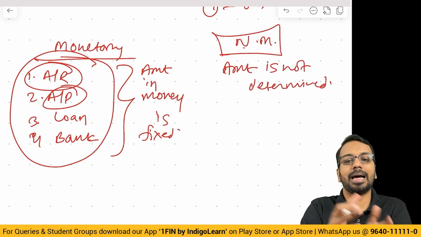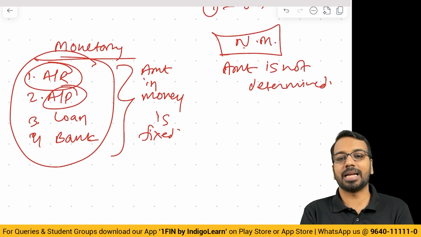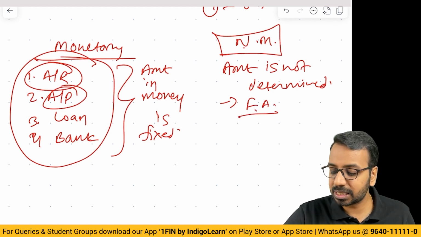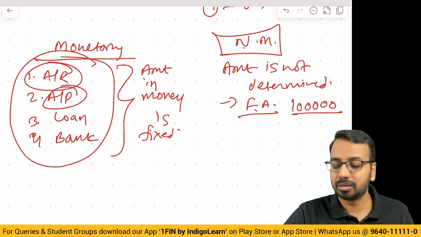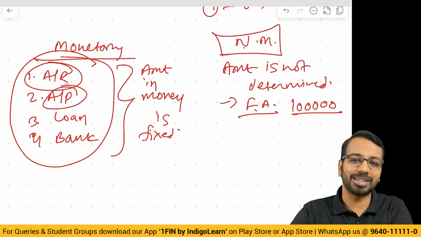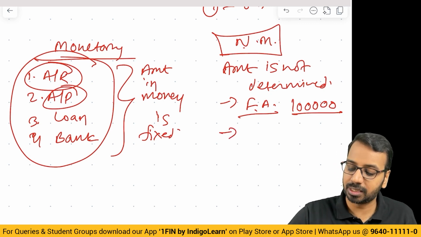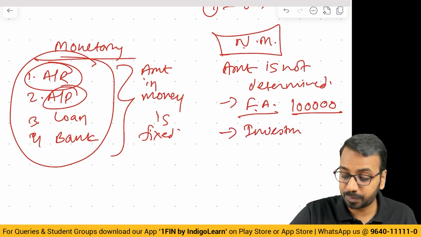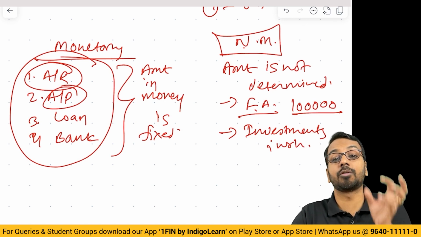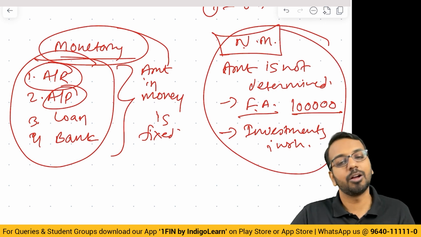Means, of course, we value them in the balance sheet, but how much amount will we receive or recover from those assets is not determined. For example, fixed asset. I may say a fixed asset is valued at 1 lakh, but how much amount will I get from the fixed asset? Is that fixed? That is not fixed. Can I determine it for sure? I cannot. So, financial assets, investments in shares, right? There also I am not sure of what is the amount that is received. Anything other than monetary gets classified under non-monetary.